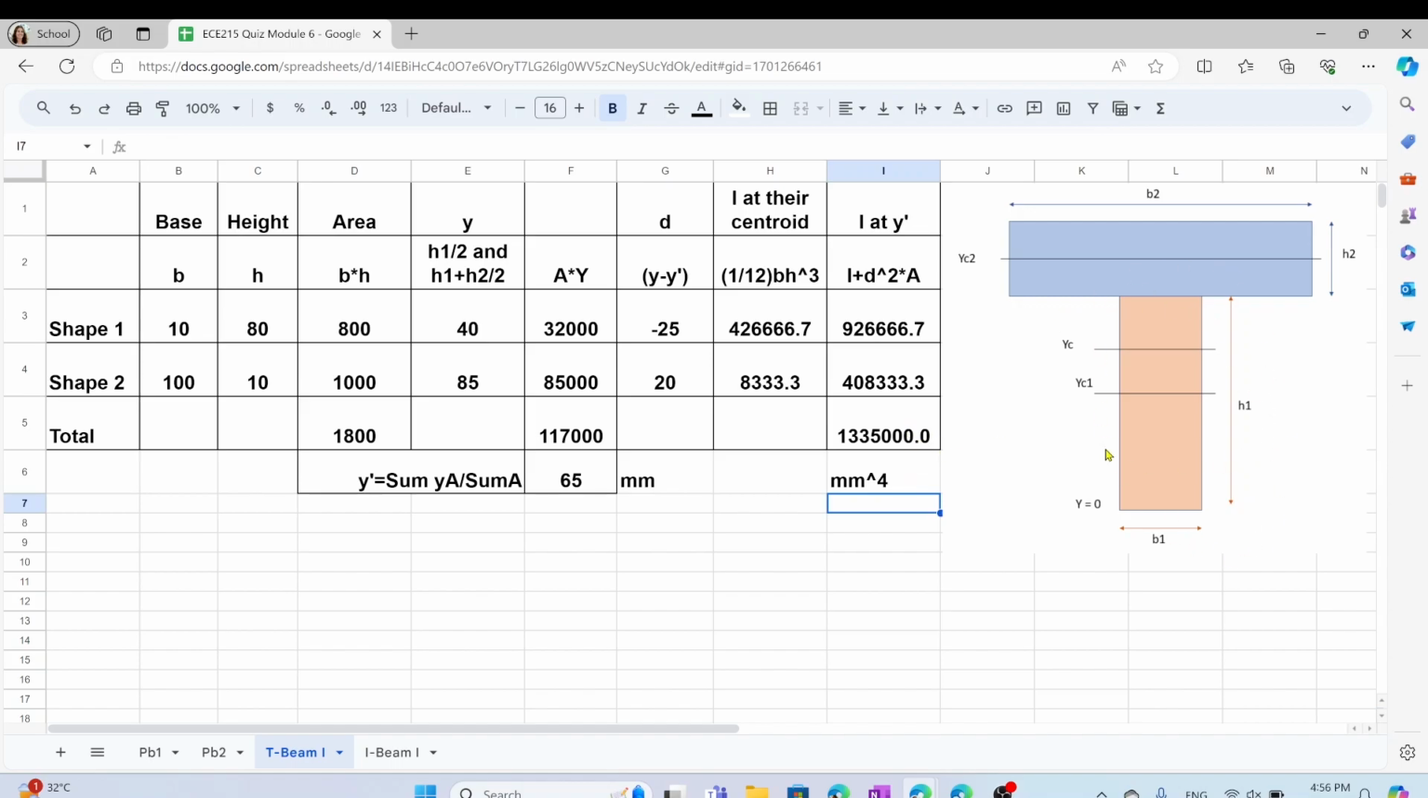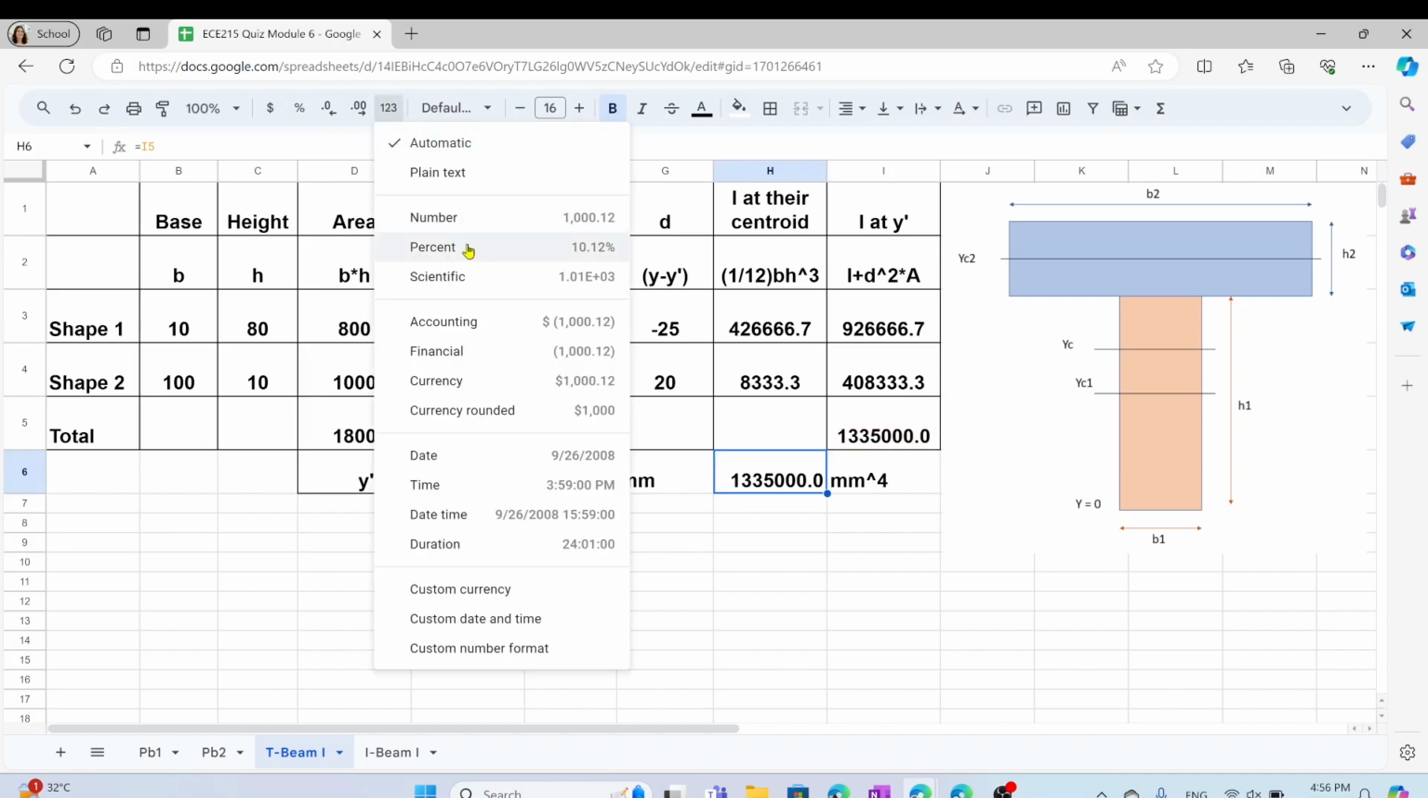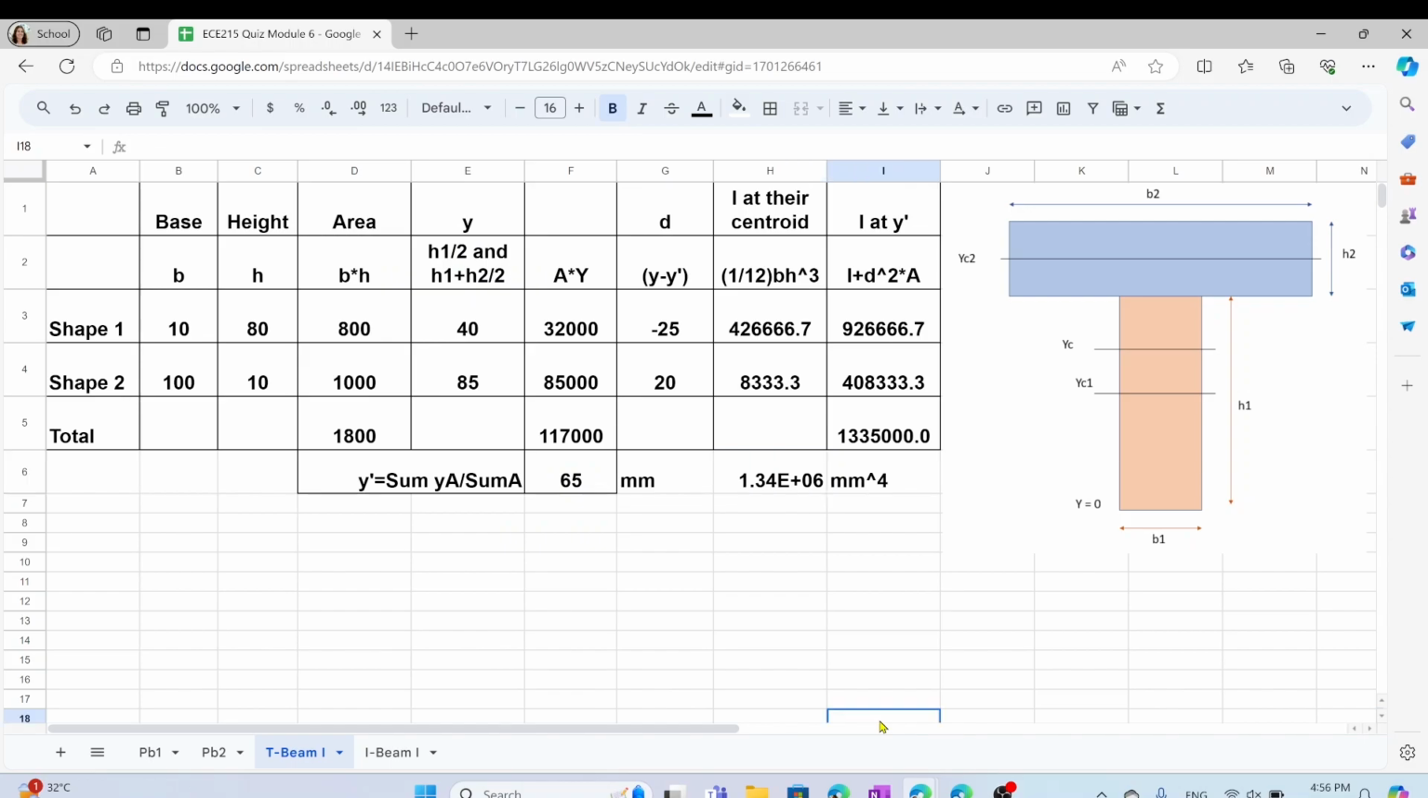So the moment of inertia of the T-beam here will be 1,335,000 millimeter fourth. It's always a very large number. We like to write them, let me, okay, I will just call that number and show you. You can use it as scientific. That's usually what that looks like more. We like to write them as scientific. So make that little program for you and keep it because you can reuse it, just change base and height everywhere, and you will have your data right away if you didn't make any mistakes in all your formulas.